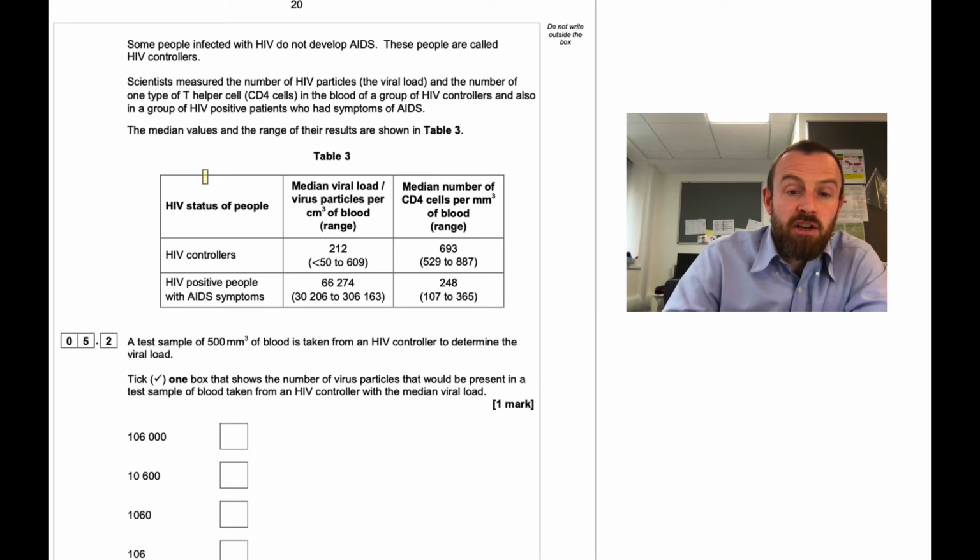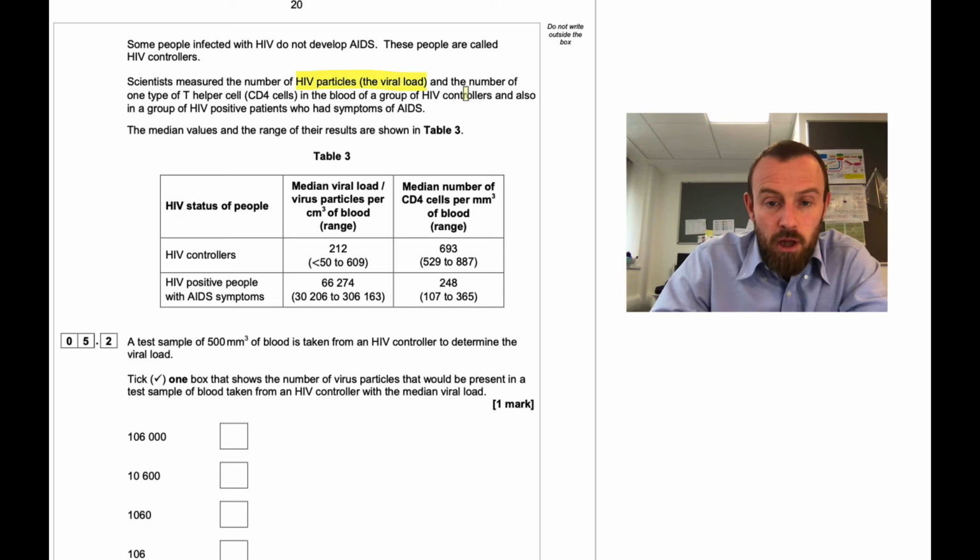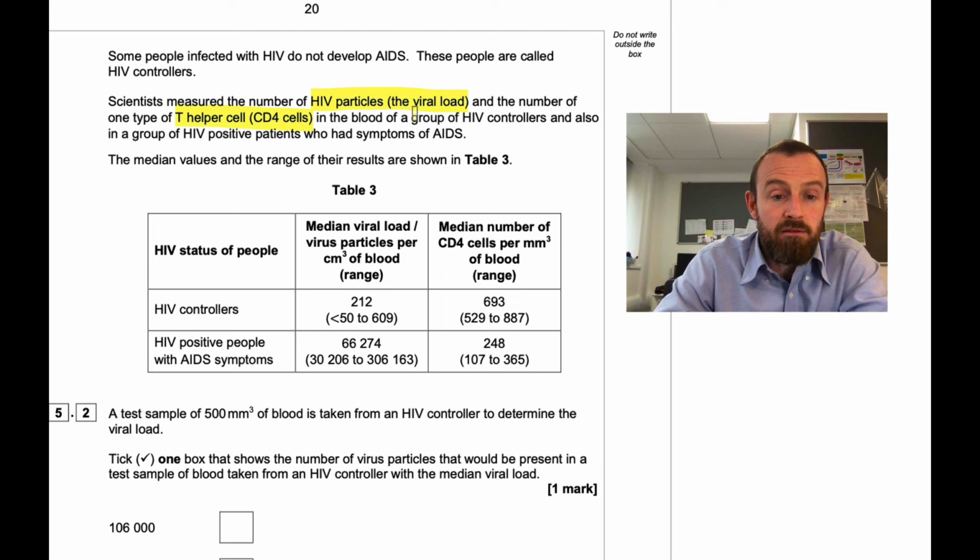Scientists measure the number of HIV particles, that's called the viral load, and the number of one type of T helper cell, called a CD4 cell, in the blood of a group of HIV controllers and also in a group of HIV positive patients who had symptoms of AIDS. The median values and the range of the results are shown in the table. Okay, this is important. So median and the range. So the median viral load and then the range in brackets. So, right, let's look at these numbers.